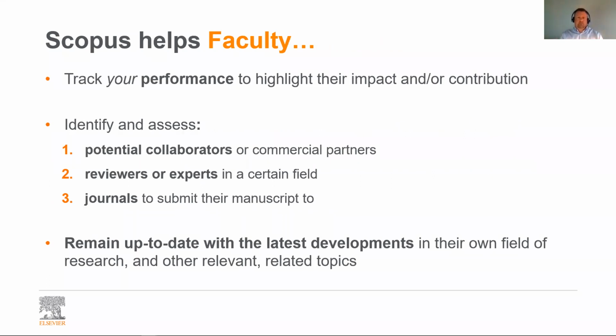For faculty now, Scopus makes it easier for you to manage your reputation. You can do this directly with the author profile wizard. You can do this by connecting your ORCID ID, or perhaps even on your own personal web page, leveraging the Scopus API. It allows you to identify those collaborators, those commercial partners, reviewers, or experts in the field, or maybe even better evaluate what journals you should be submitting your manuscript to. All in an effort to remain up to date with the latest developments, of course.